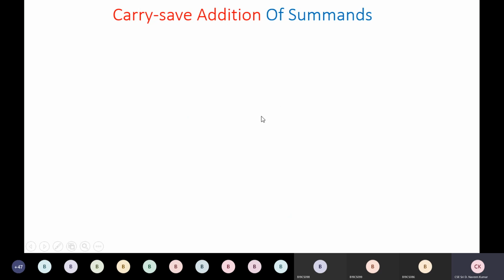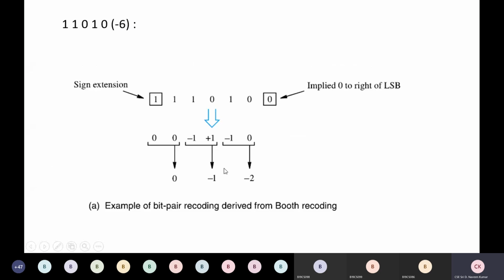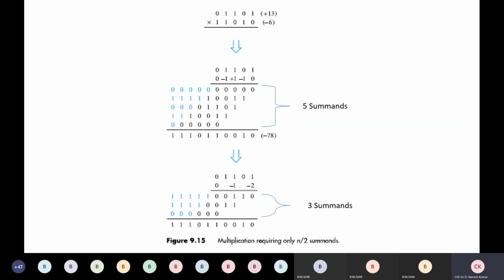So we are already done with the bit pair recoding of multiplication. Booth algorithm we had done, bit pair recoding. We go through the previous videos also, and we know when we multiply two numbers, for example +13 into -6, we will multiply 0 with all these 5 numbers, next 1 bit with all these 5 numbers, next 0 with all these 5 numbers, and so on. Each time when we multiply with one number, we remember we get one summand. When we multiply with 0, we got this summand. When we multiply with 1, you can see we got the same number.